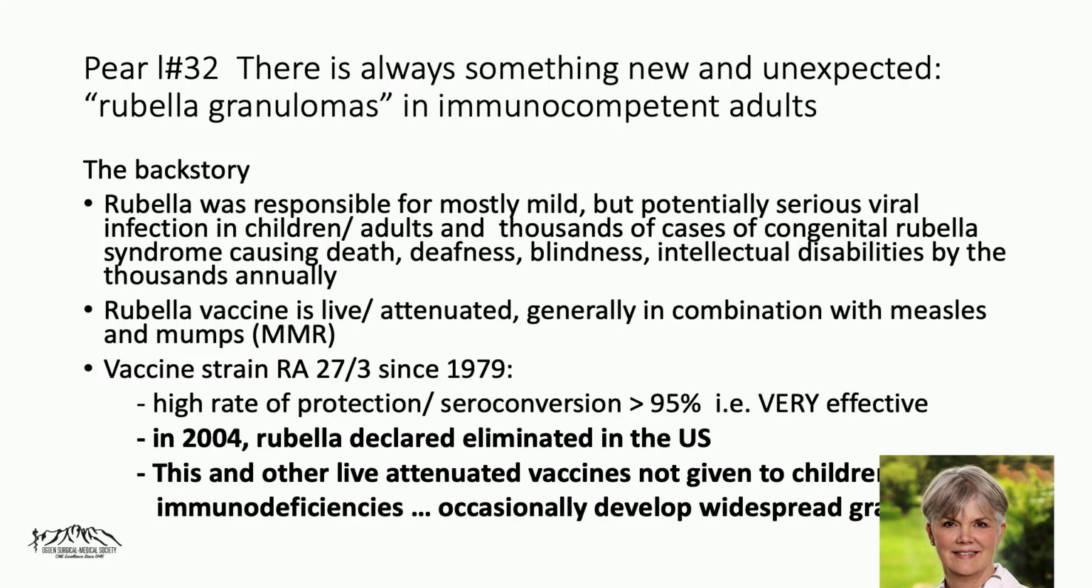We know that since 1979, we have had a rubella vaccine that is a live, attenuated MMR, measles, mumps, rubella vaccine. We know it's crazy effective. 95% of people seroconvert when they're vaccinated. And in 2004, endemic rubella was declared eliminated in the United States. We didn't see pockets of big outbreaks anymore because of the vaccination rate. But we also knew that you couldn't give this vaccine, because it's live and attenuated, to children with immunodeficiencies.